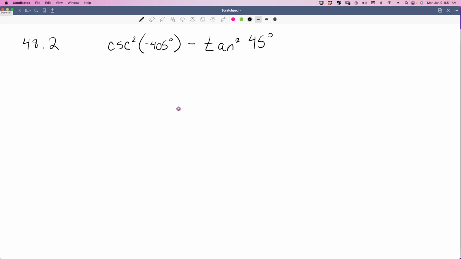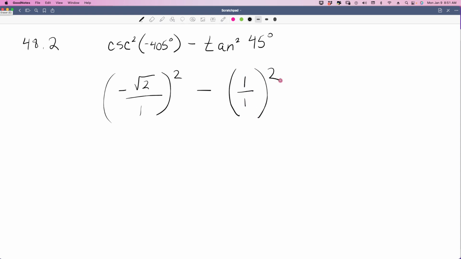All right, so first we make our sketches, or we refer to our unit circle with the related angles, and we get all of our information, and we find that the cosecant of -405 is going to be a negative square root of 2 over 1, and that's squared, minus the tangent of 45 degrees is going to be 1 over 1, and then we square that.